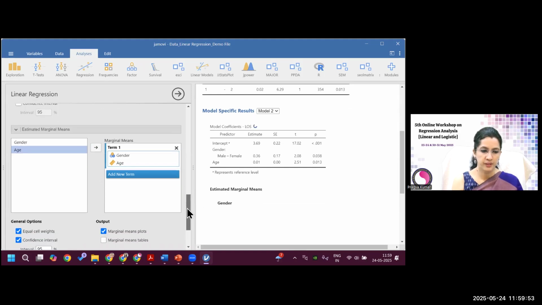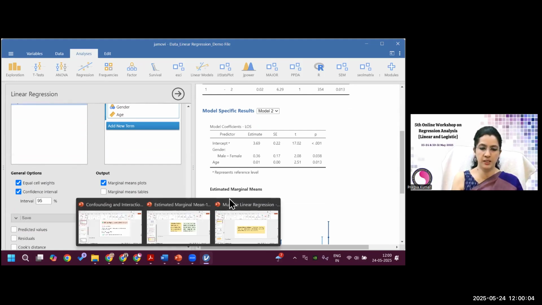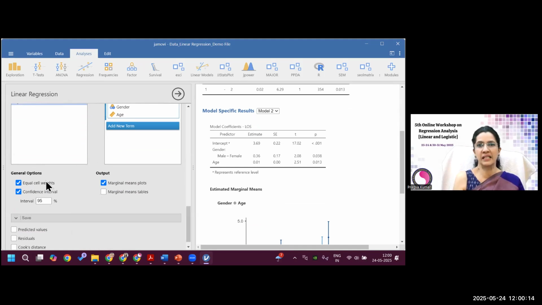And then here you will see that it asks for equal cell weight. So equal cell weight, by default, is clicked. That means it is considering that cell which you have just seen in that PowerPoint. We made that 2x2 cell, so there the number of male and female is equal. So it assumes that. So we generally leave it like that only, equal cell weight.